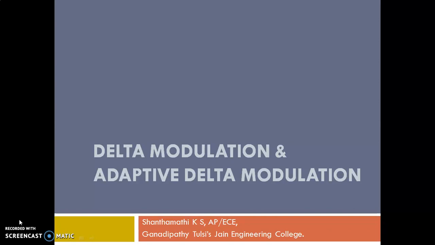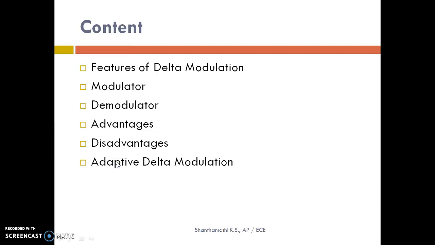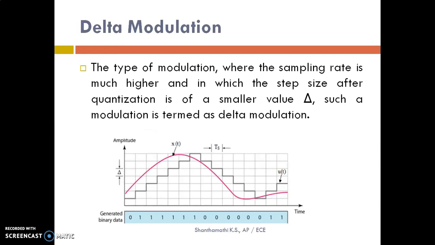So this presentation is about delta modulation and adaptive delta modulation. It includes features of delta modulation, modulator, demodulator of delta modulation, advantages and its disadvantages, and finally adaptive delta modulation. So first we'll see delta modulation.